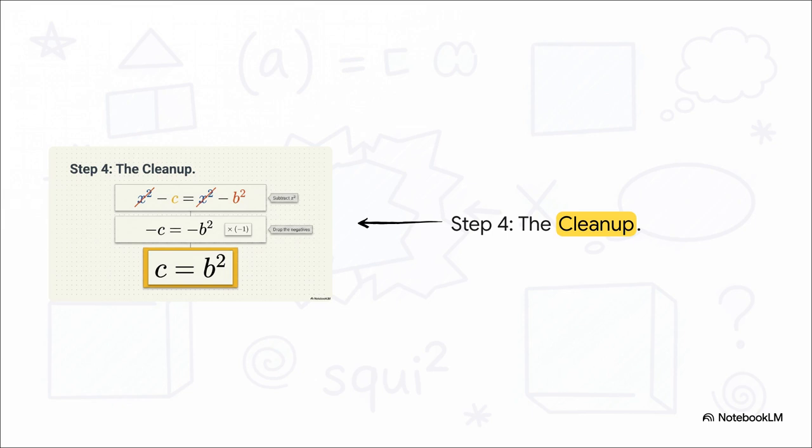And now, my favorite part, the cleanup. We literally just visually cross out the x squareds from both sides, drop those pesky negative signs by multiplying the whole thing by -1, and we land right here. A beautifully simple equation, c equals b squared.